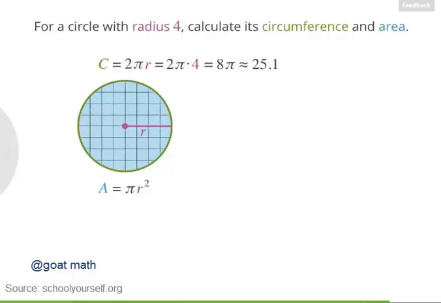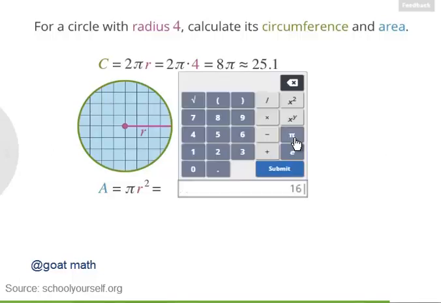So rather than counting the unit squares inside a circle, try using this formula to find this circle's area. You can express your answer in terms of pi, or you can approximate the area as a fraction or decimal instead.